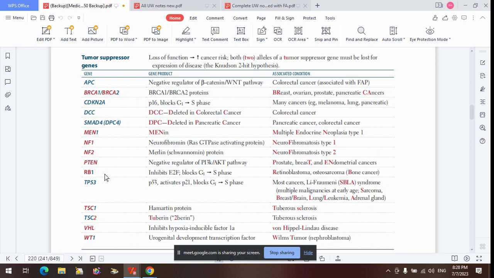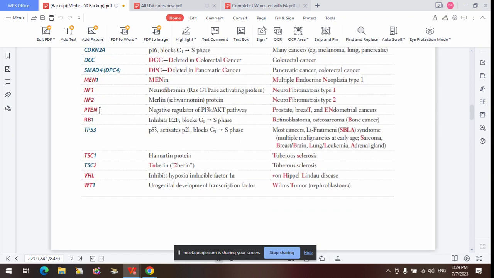Then we talked about the PTEN. Just want to remember PTEN. So EN is endometrial, the P is for the prostate, then the breast. So that's that about the PTEN. It's also a negative regulator of the PI3K-AKT pathway. So this pathway is a mitotic pathway that stimulates growth. So the PTEN inhibits it. So if PTEN is out, there's nothing to inhibit that pathway. It leads to uncontrolled division.